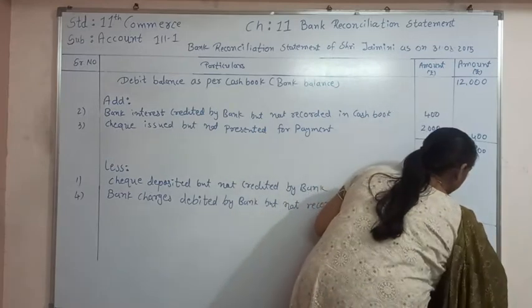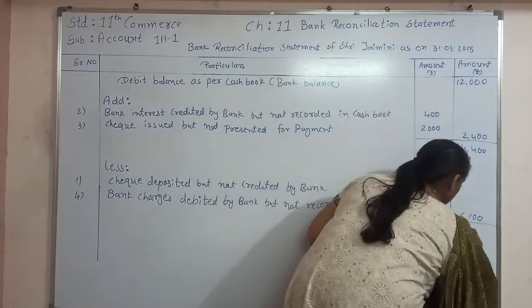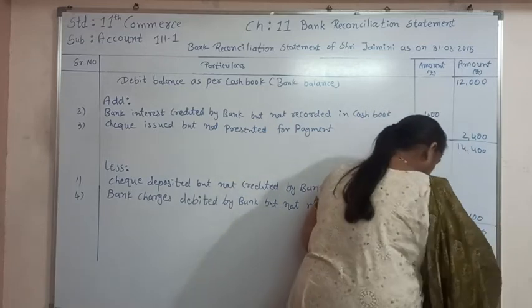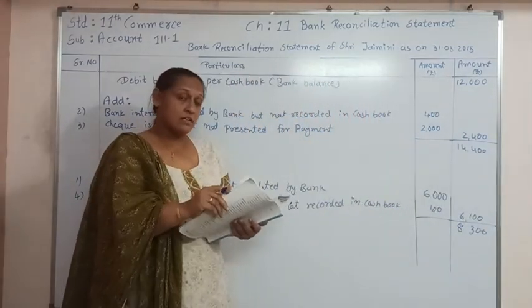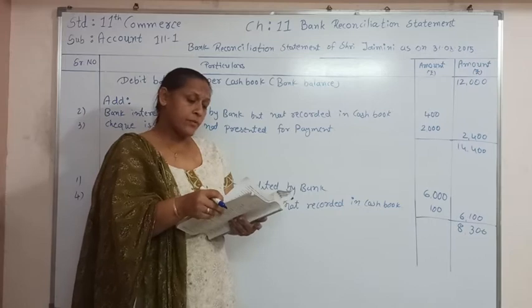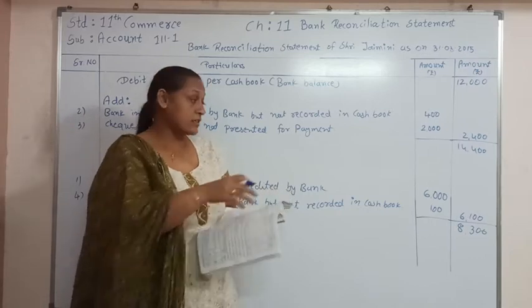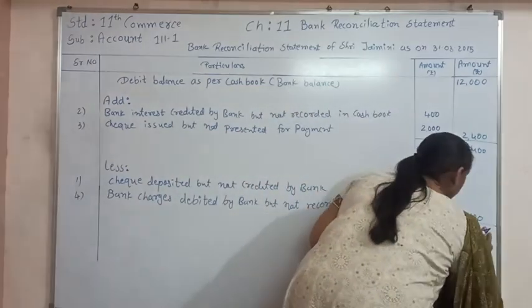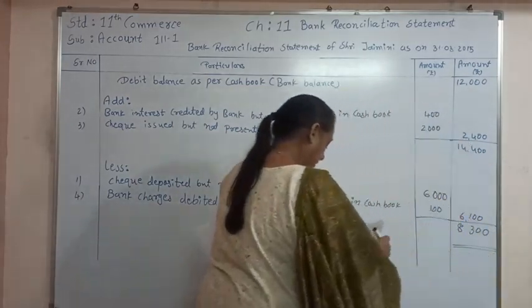This 14,400, if we will deduct 6,100, so the amount will be 8,300. So that we can see that already it is given in the sum that the passbook balance is rupees 8,300. So we already received 8,300. That means our sum is correct.